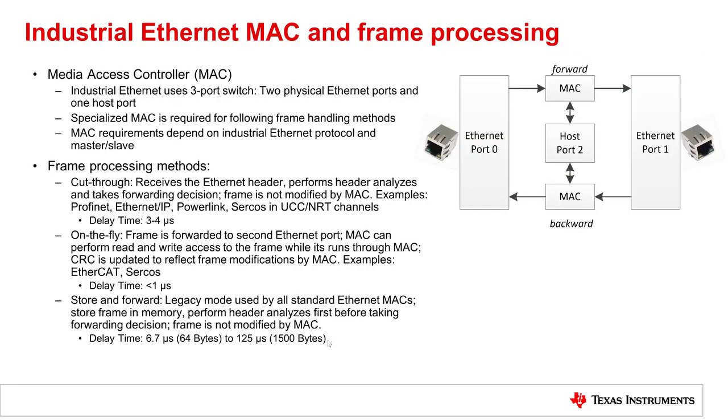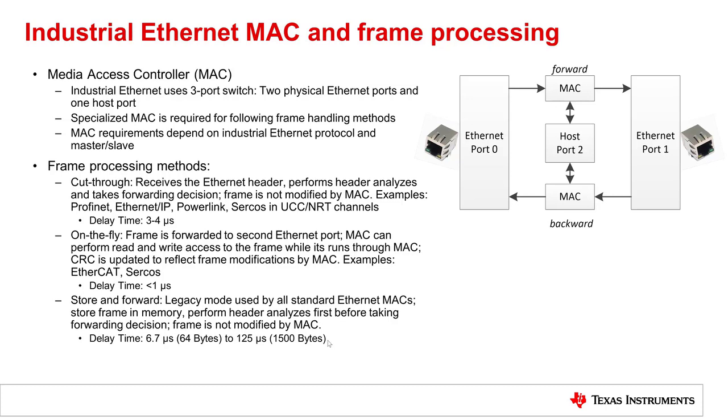Next we look at the Industrial Ethernet MAC and the frame processing. The MAC, or Media Access Controller, is typically for industrial use. It's a 3-port switch, and on the right side you see a picture. It has 2 physical Ethernet ports and 1 host port. Typically, this is a specialized MAC which is required for the following frame handling methods. The MAC requirements depend on the industrial Ethernet protocol and on whether it's a master or a slave.